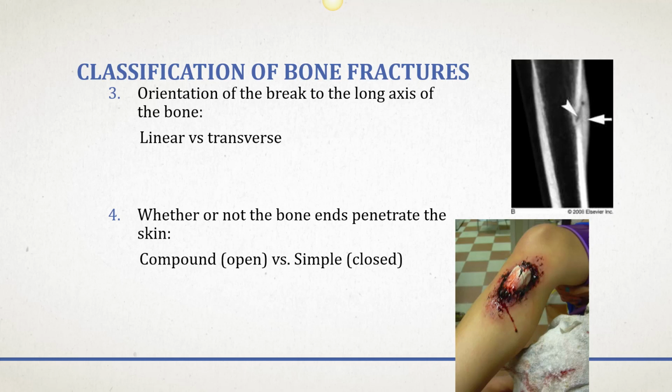Whether or not the bone ends penetrate the skin: a compound or open fracture penetrates through the skin. As you can see, it looks horrible, and in this situation there's a high risk for infection. Simple or closed means that the skin was not broken, so the risk of infection is significantly lower.